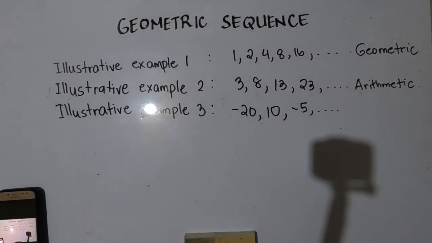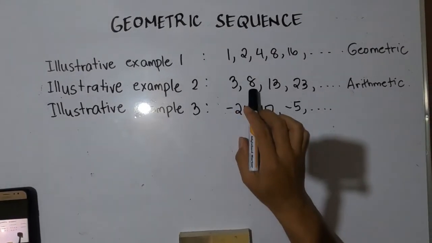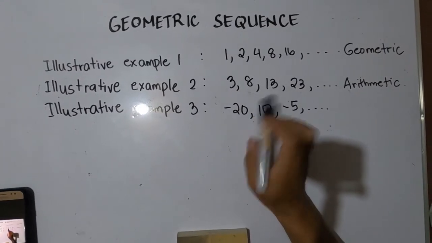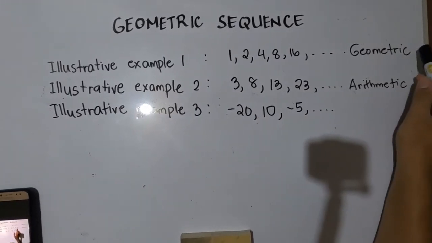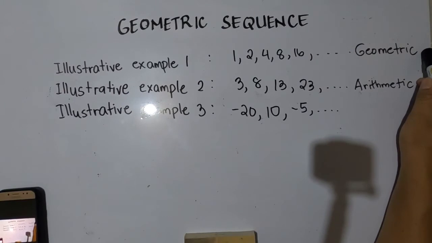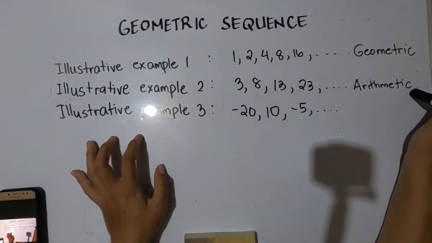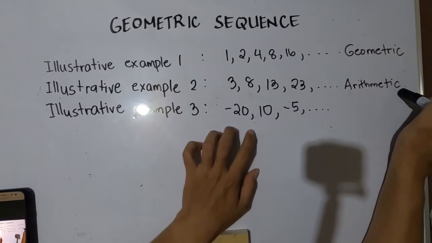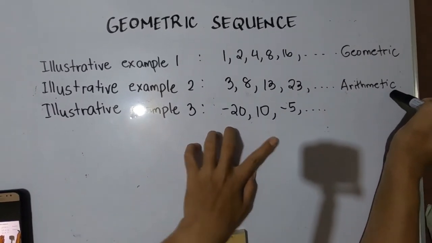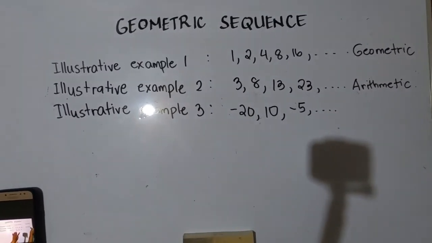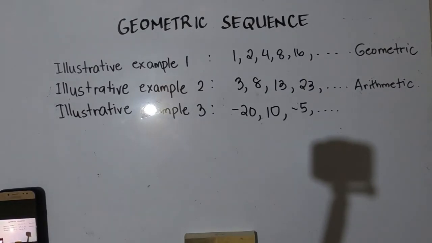We have identified that the sequence 3, 8, 13, 23 is not geometric, but it is an arithmetic sequence. Let's try to consider illustrative example number 3. The sequence is negative 20, 10, negative 5. Again, we need to verify that this sequence has a common ratio.